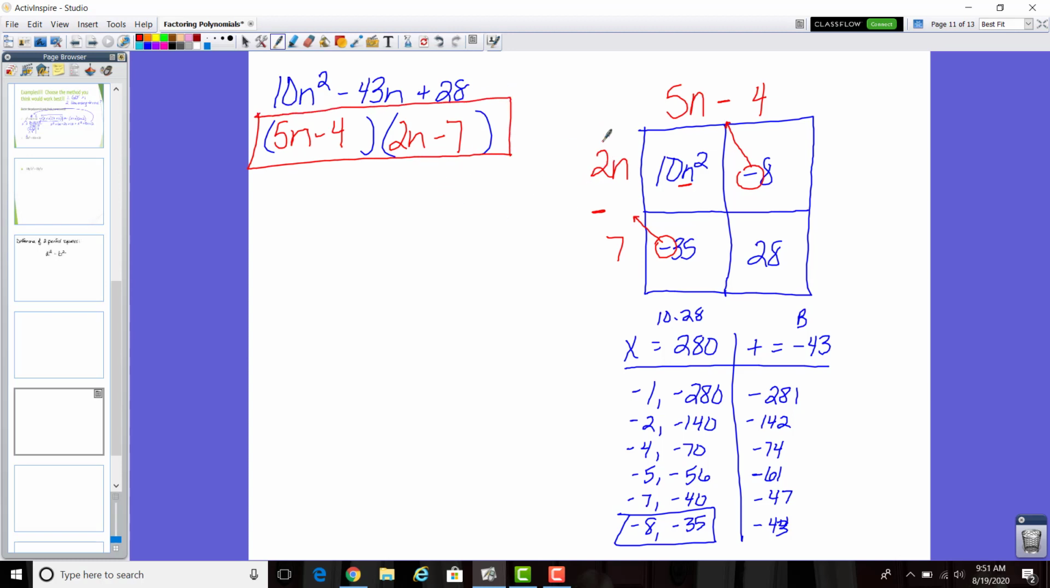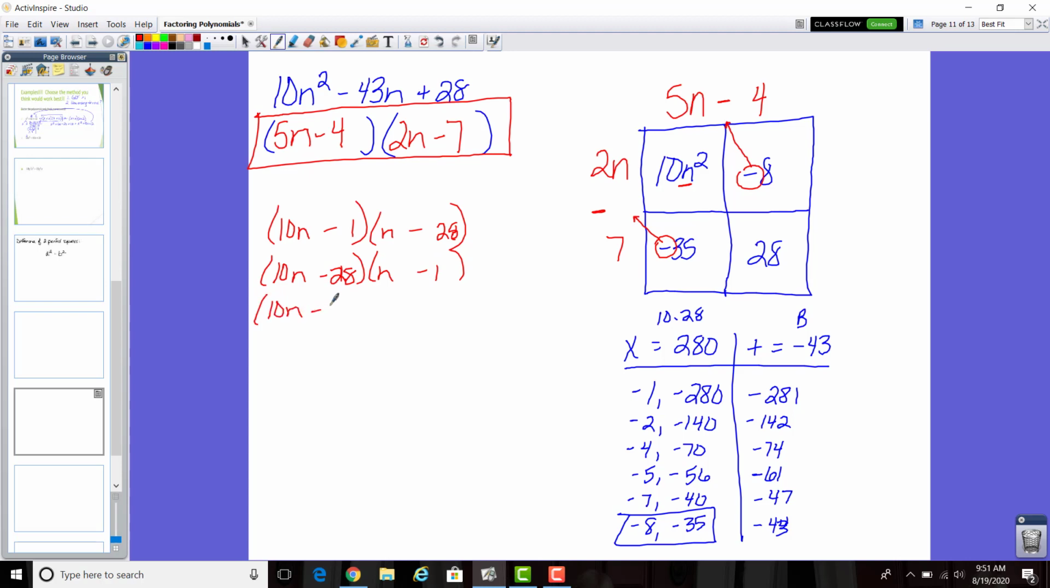Now, if you want to do guess and check, that's okay. What guess and check would look like is you would just start by splitting up 10n squared. So we could have started with 10n and n. For 28, we could have started with 1 and 28. We know this has to be a positive product but a negative sum, so both of those have to be negative, and then we would FOIL. Sorry, this has to be a 28. We know that's not going to work. We could have kept with our 10n and our n, and we could have switched these and go from there. We know that's not going to work.